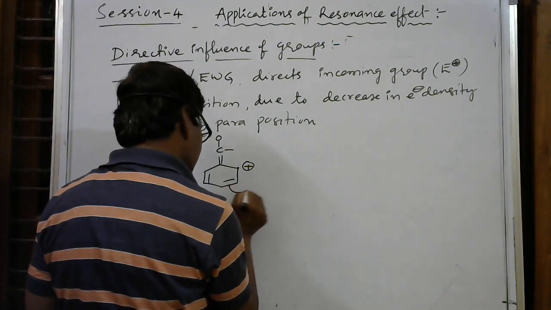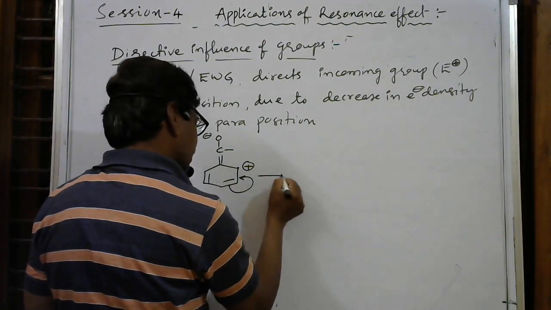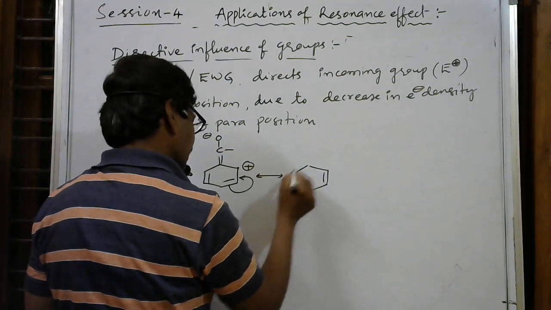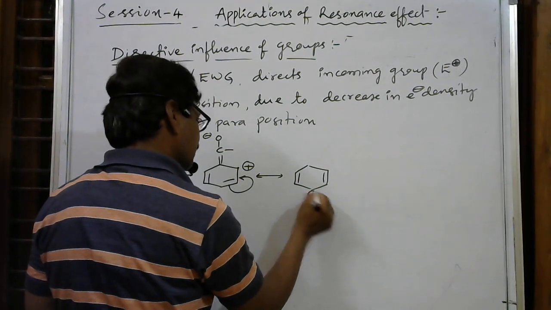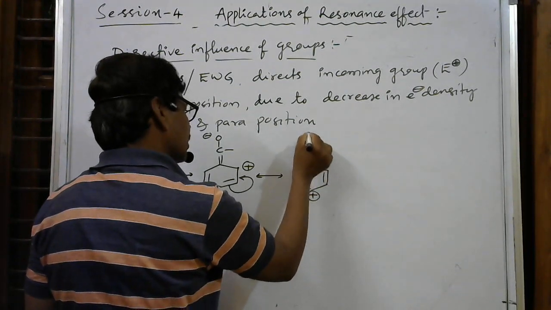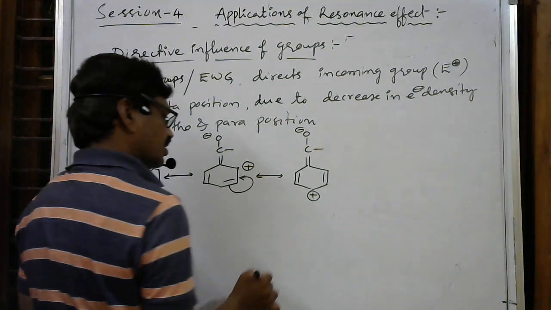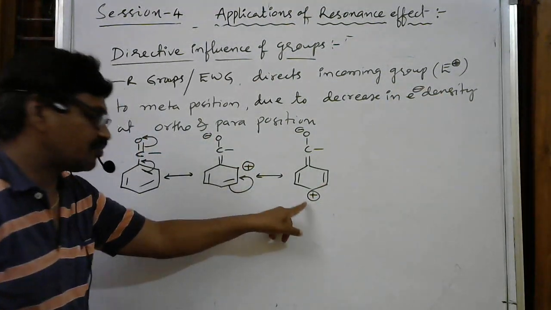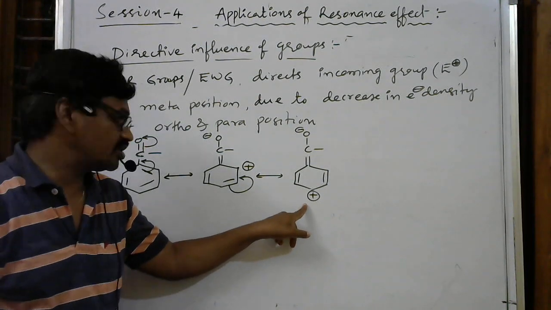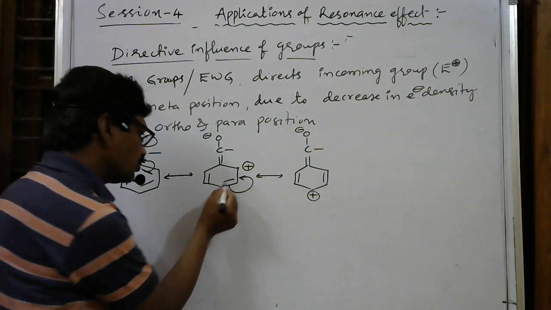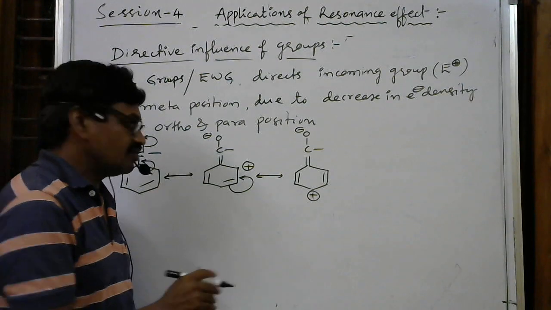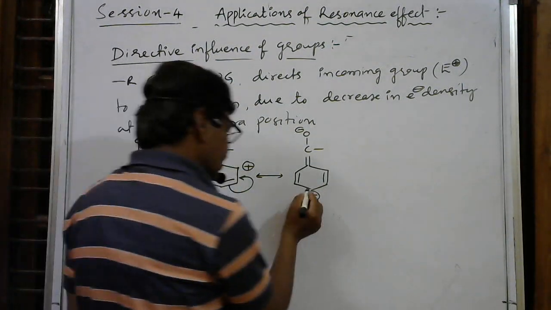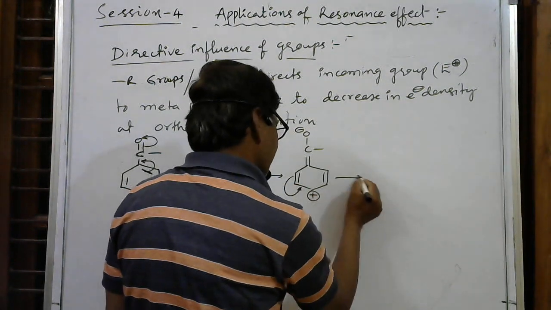Then to compensate this, again this bond shifts to carbon. All this is due to resonance only. This carbon now gets positive charge, here O minus, then the bond. Then this electrophile again will not come here. So at the ortho and para positions, electron density decreases because of this positive charge. But at the meta position, there is no change in electron density. Compared to these two positions, the meta position has somewhat more electron density.